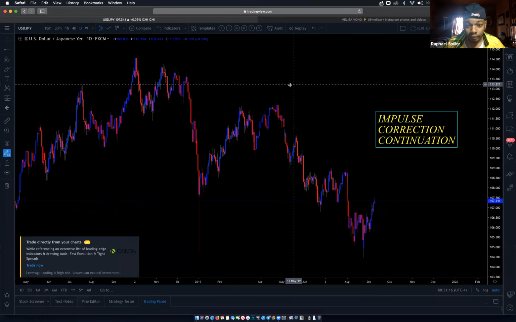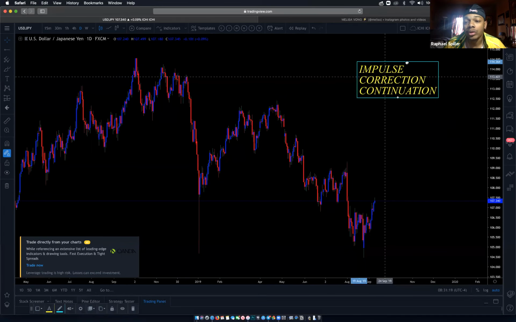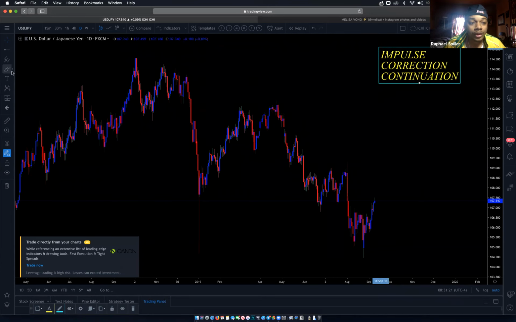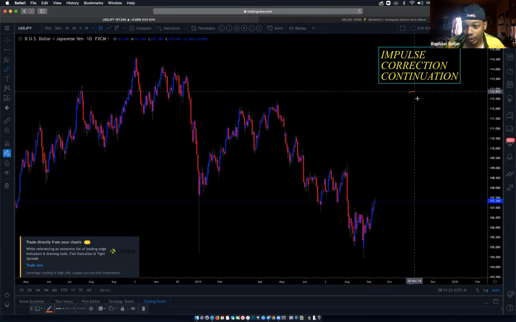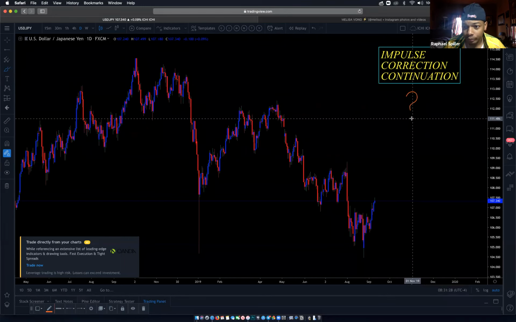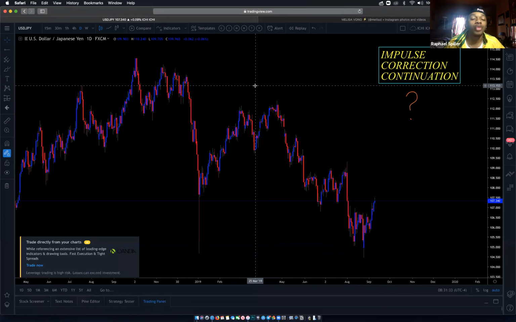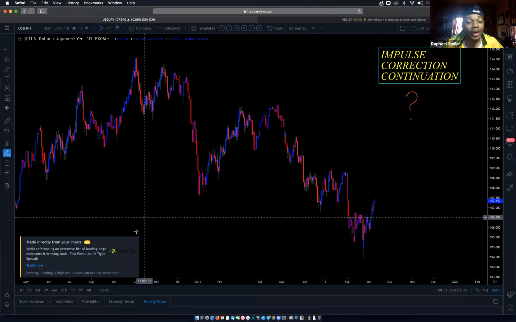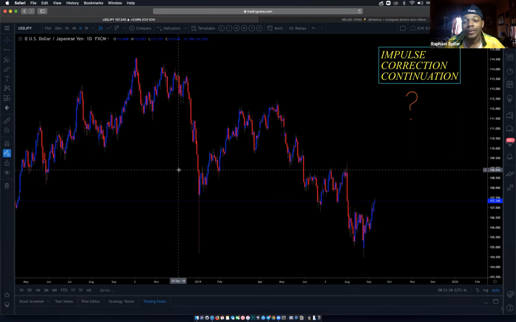So, what is impulse correction continuation? What is this? A lot of people have issues with figuring out how to trade, because it's crazy that people don't know this. People already don't know what trading is regardless. But to not know what impulse correction continuation means is a whole different ballgame.